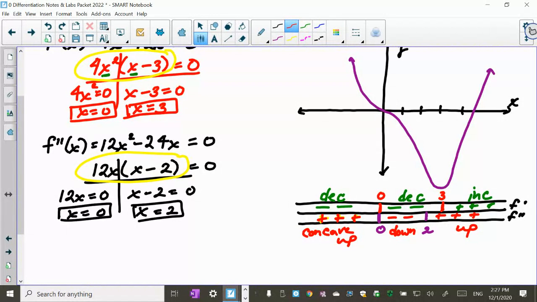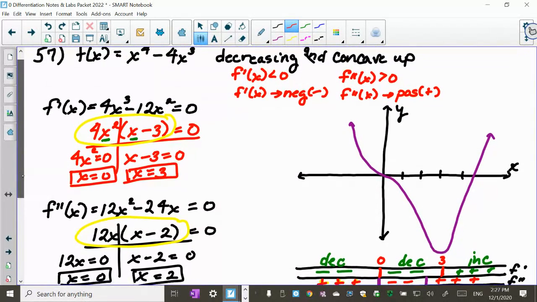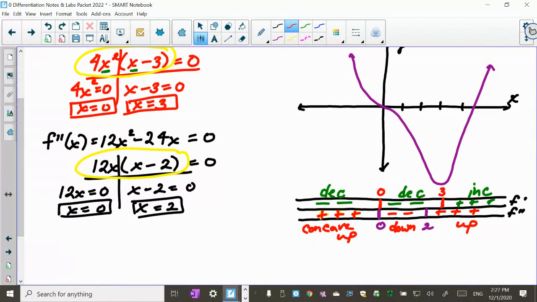But now we have to answer the question. They want to know, when is my graph decreasing and concave up? Okay, so where is it decreasing and concave up? Well, I'm going to use yellow here, decreasing and concave up here. And then where else is it decreasing? Oh, it's right here in this little piece between 2 and 3.